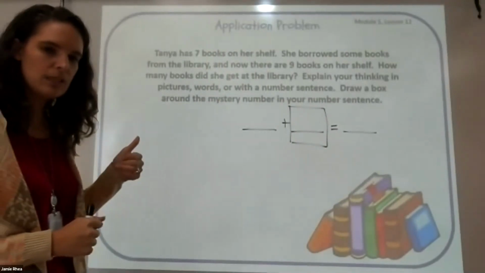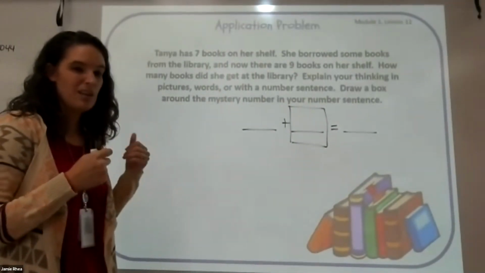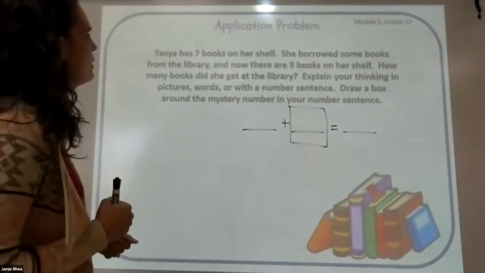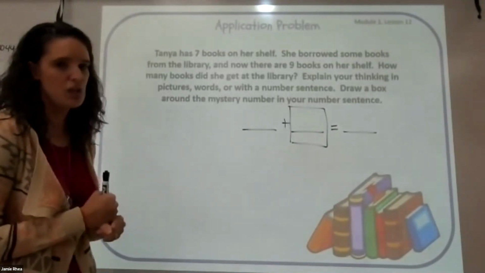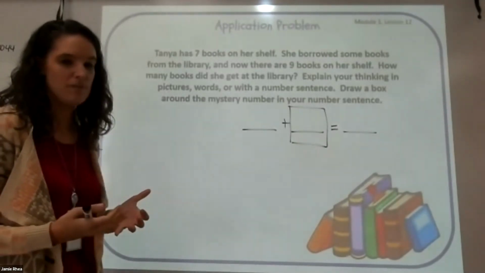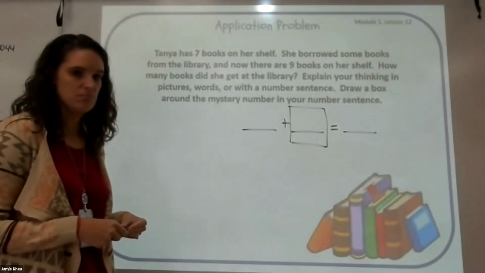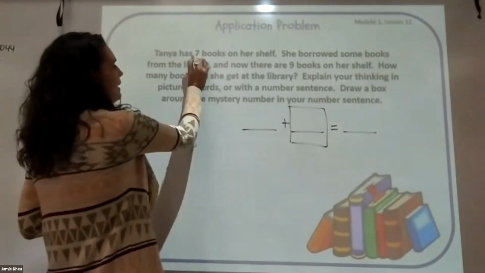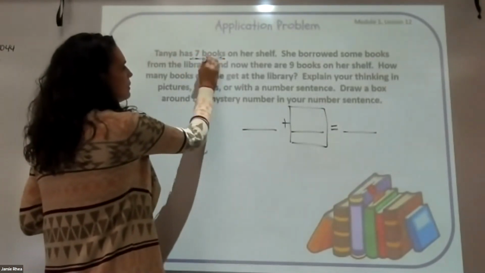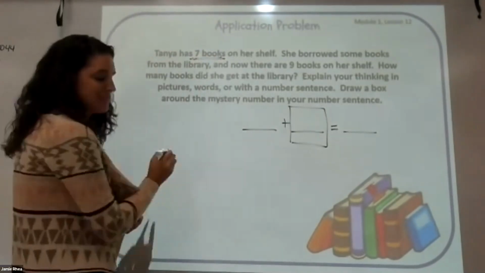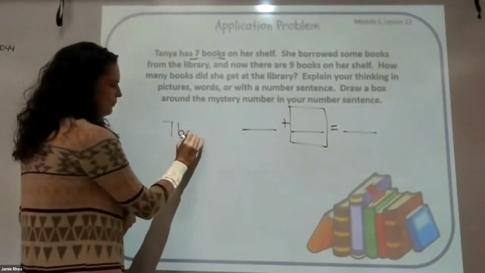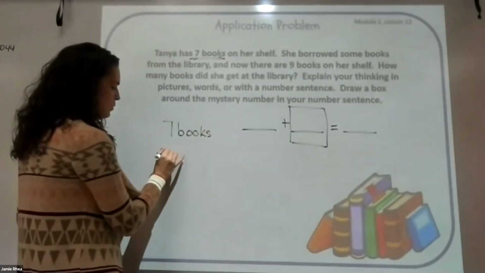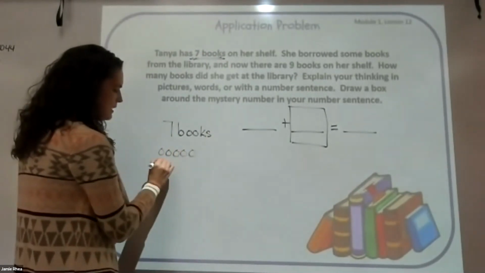Let's go back and look and see what is the information we need. Okay, be our number detectives. Here we go. Tanya has 7 books on her shelf. Do we have any important information in that sentence? We do. We know that Tanya has 7 books. I'm going to write 7 books down here to help me out. And I might even draw a picture. 1, 2, 3, 4, 5, 6, 7.